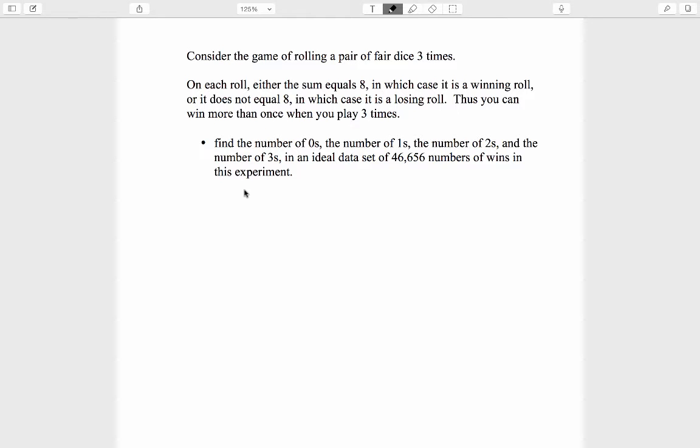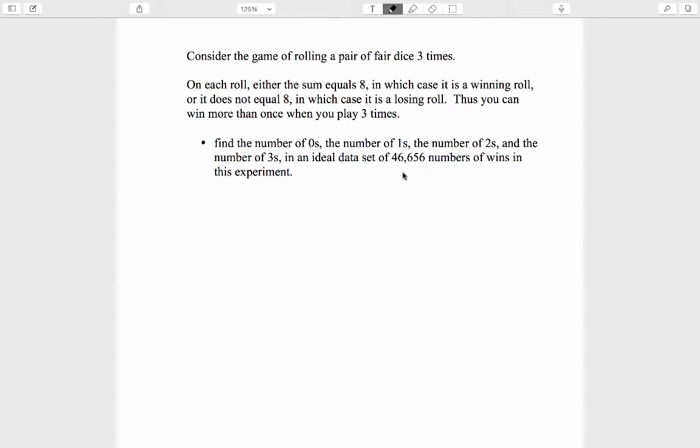We continue our study of the game of rolling a pair of fair dice 3 times. On each roll, either the sum equals 8 or it doesn't. If it does, you win that roll, and if it doesn't, then you lose that roll. So you can win more than once when you play 3 times. You can win 0, 1, 2, or 3 times when you play 3 times.